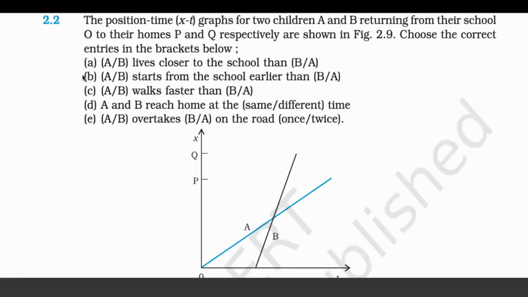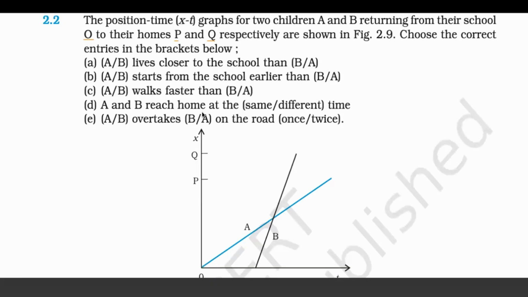Okay, so let us read the question first. The position-time graph of two children A and B returning from their school O to their homes P and Q respectively are shown in the figure. Choose the correct entries in the brackets given below. There are five subparts of this question, and we have to answer all five. Okay, so let us see.